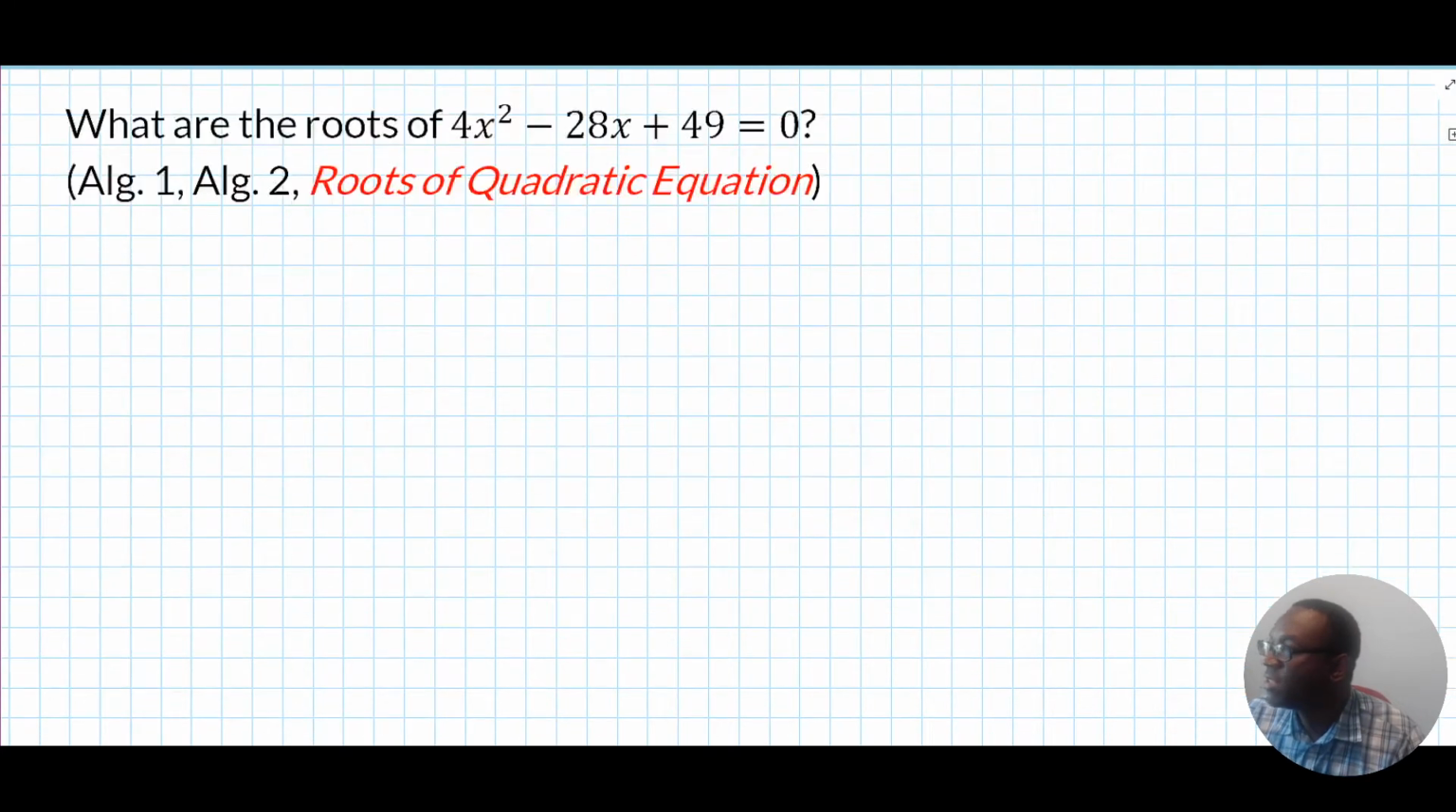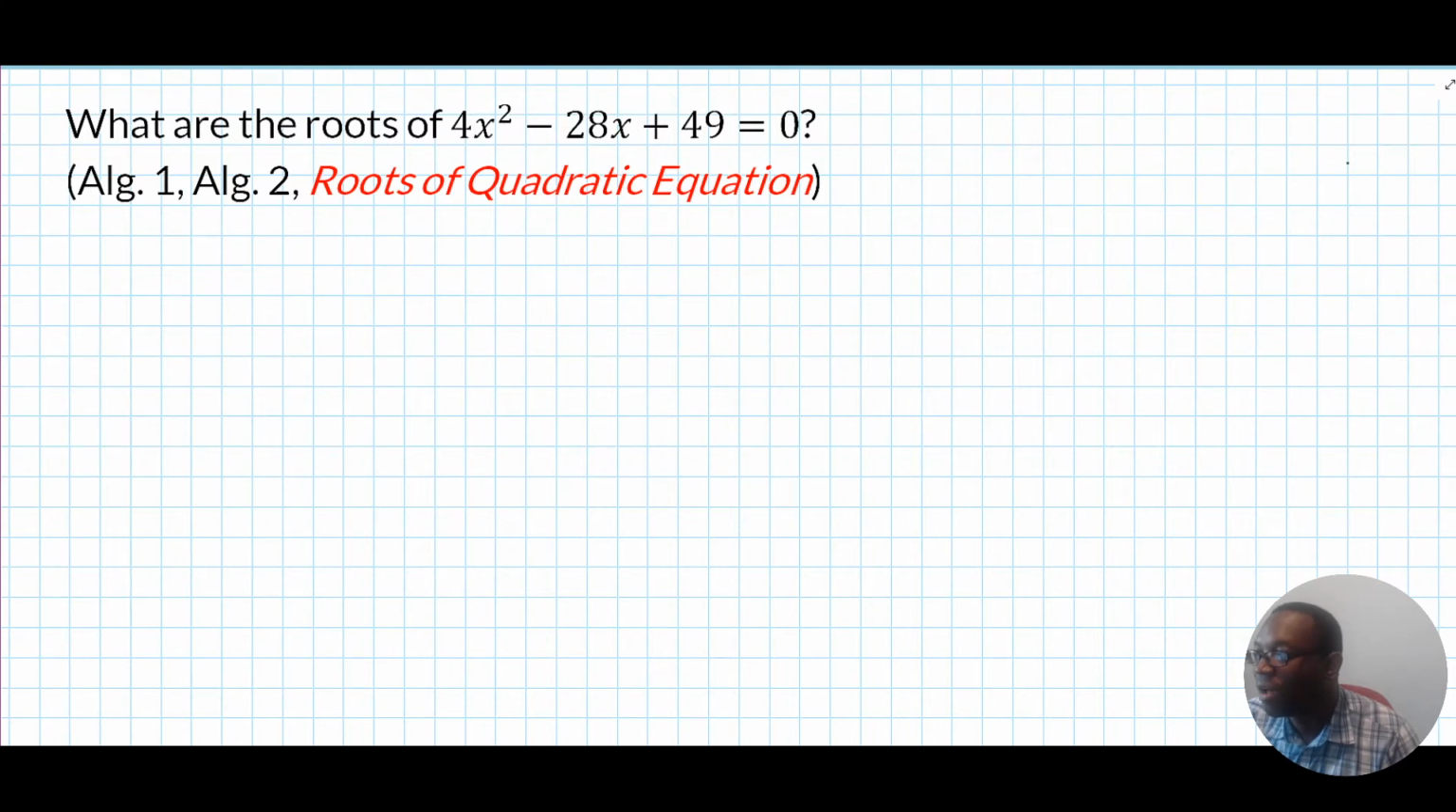All right, let's go to the second question, since everyone is clear. Now, what we're going to do here is find the roots of 4x squared minus 28x plus 49 equal to 0. This is algebra 1 and algebra 2. So if you have learned the quadratic formula, you can use that for this. If you have learned how to factor, you can also use that for this. So regardless of which approach you use, you should be fine.